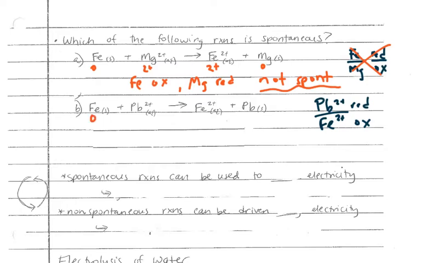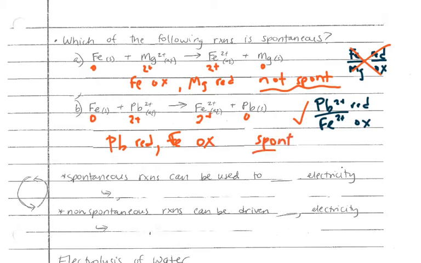Iron has a 0 charge, lead has a 2 plus charge. In this case, the lead is going from 2 plus to 0, so the lead is being reduced and the iron is being oxidized. And that's exactly the situation that would lead to a spontaneous reaction.